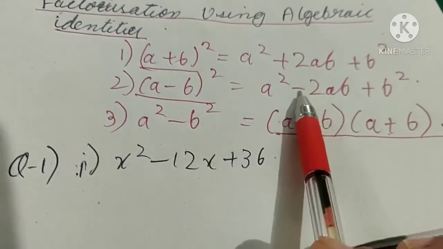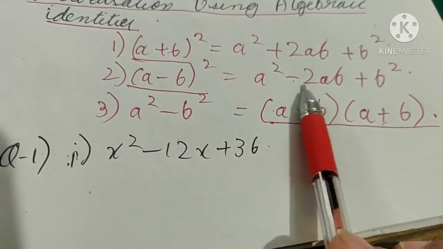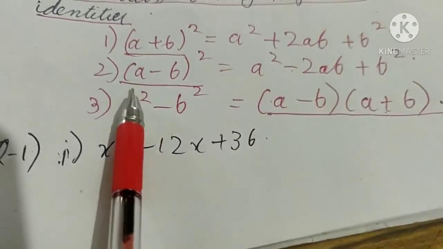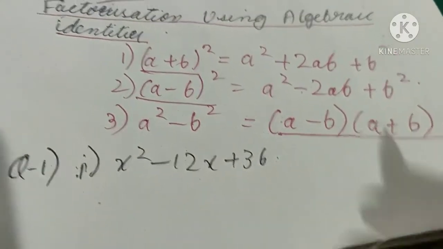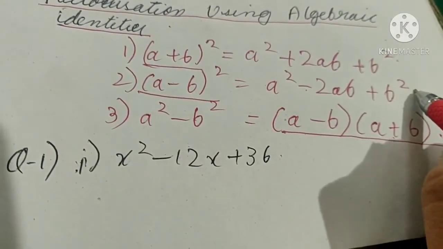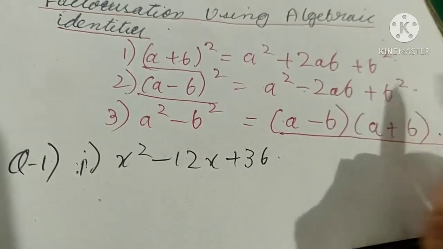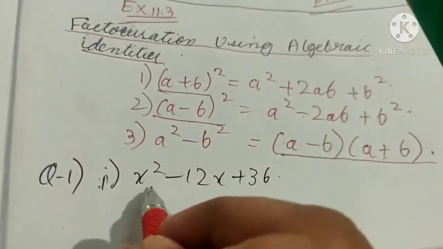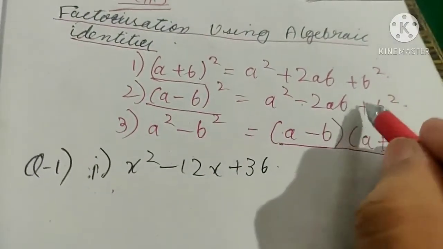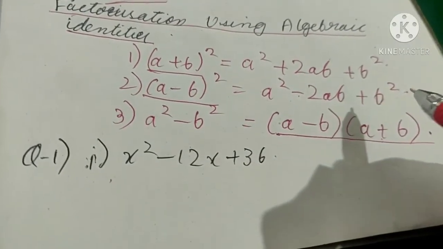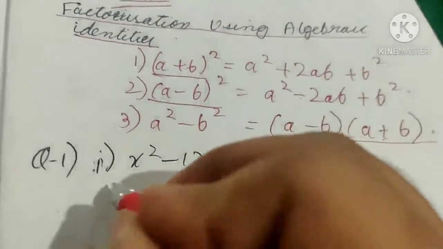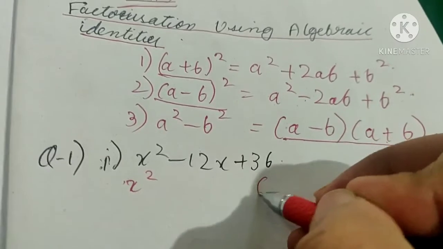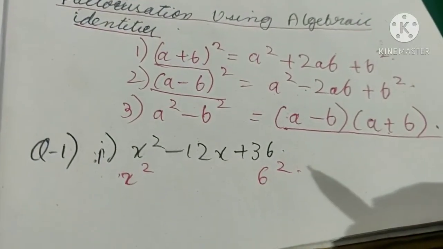If we see, in this there is one term that has a minus sign, so it might be a format of (a - b)^2. Now we should check whether it is in the pattern of a^2 - 2ab + b^2 or not. The first term should be a square and the last term should also be a square. At least two of the terms with plus sign, that are positive, should be squares. So x^2 is the square of something, and 36 can be written as the square of 6.